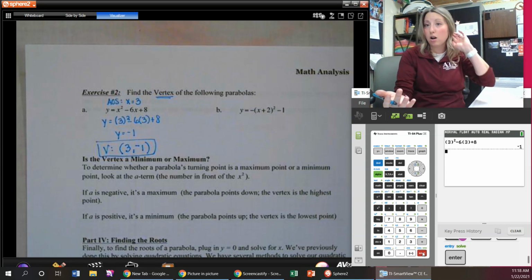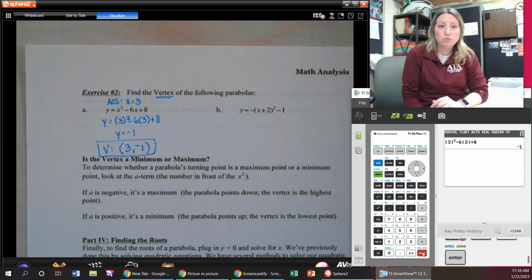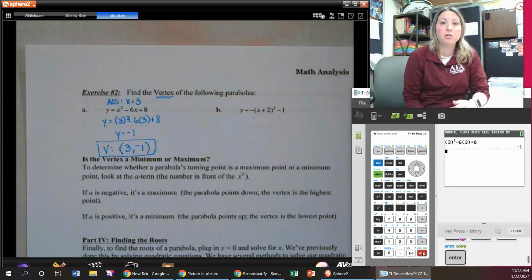You could also abbreviate it as TP for turning point, right? You know, that's how this year's going, the whole toilet paper thing. Might as well. Vertex, toilet paper, same difference.